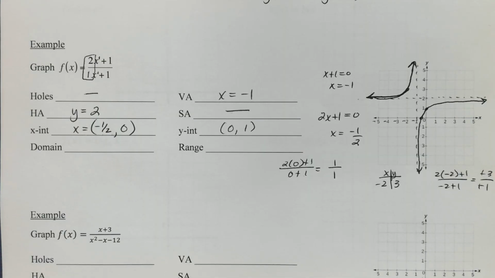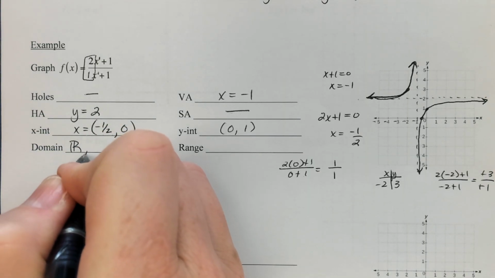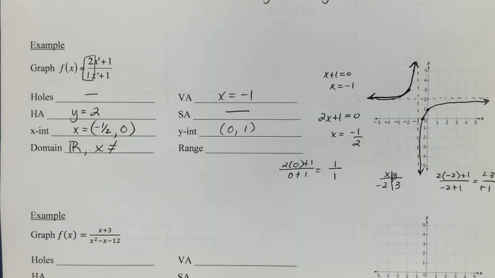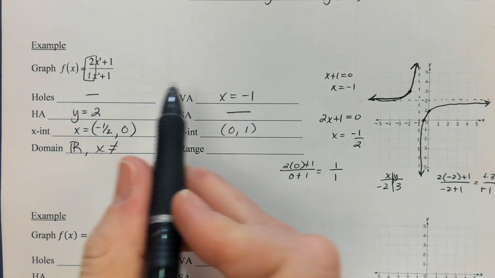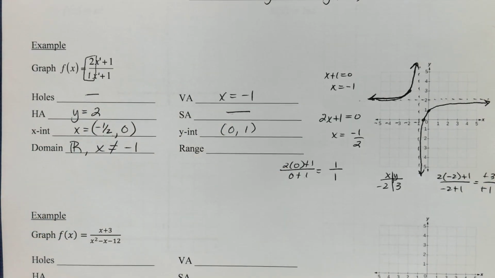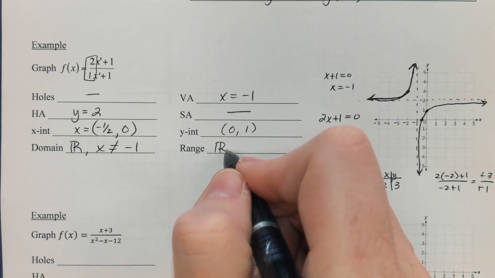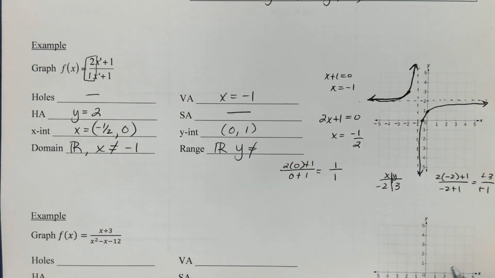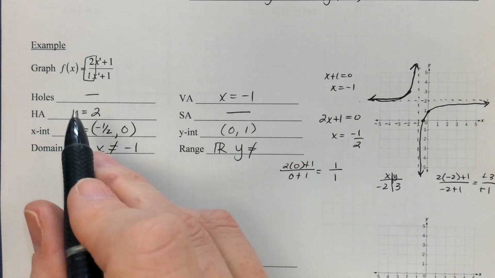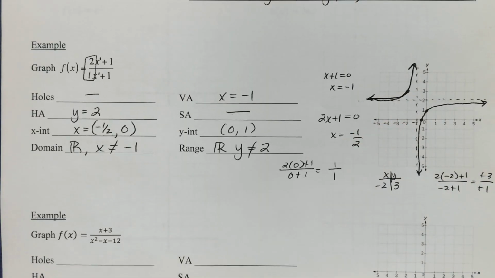We're going to do the domain and range for this function. So domain is all real numbers except x cannot be. We're looking for holes. We didn't have any, or VAs, so -1 has to be excluded. Range is going to be all real numbers except y cannot be any holes. We didn't have any. And then HAs, so we have one at 2.